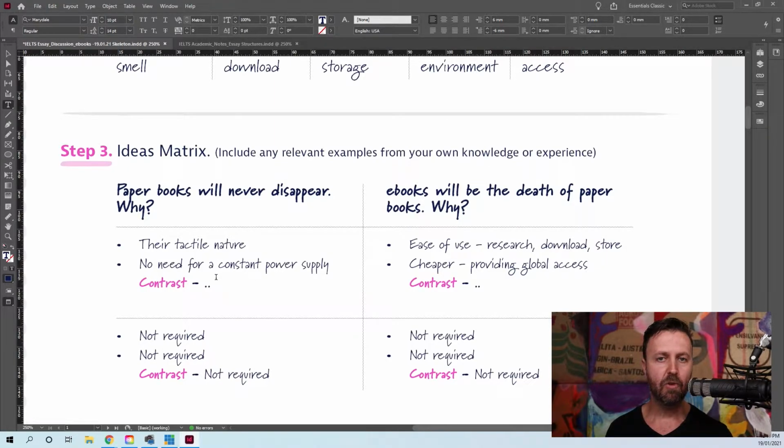Now, when we're writing, a really strategic thing to do is when you're listing your arguments, you want to imagine that someone's going to challenge you. And I mentioned in the last episode about argument essays, one of the best ways to do that is to imagine that you're standing in front of 500 people. And you basically say to them, okay, hi 500 people, my name's Adam. I would like to tell you why paper books will never disappear. 1, their tactile nature. 2, no need for a constant power supply.